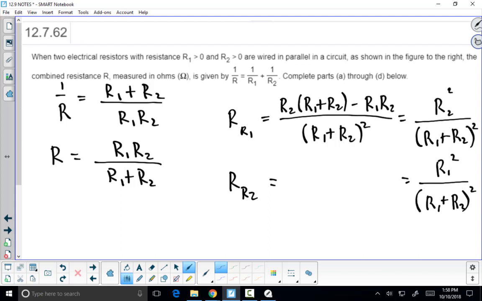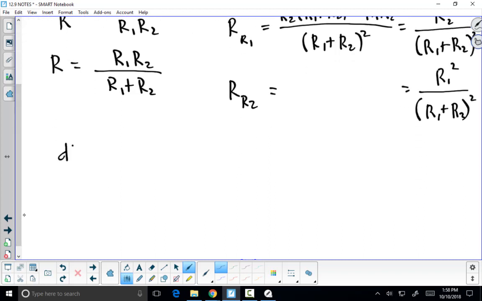dr is going to be r sub r1 times dr1 plus r sub r2 times dr2. So dr is the change in r with respect to r1 times the differential in r1, plus the change in r with respect to r2 times the differential in r2. And then we'll plug in the numbers.